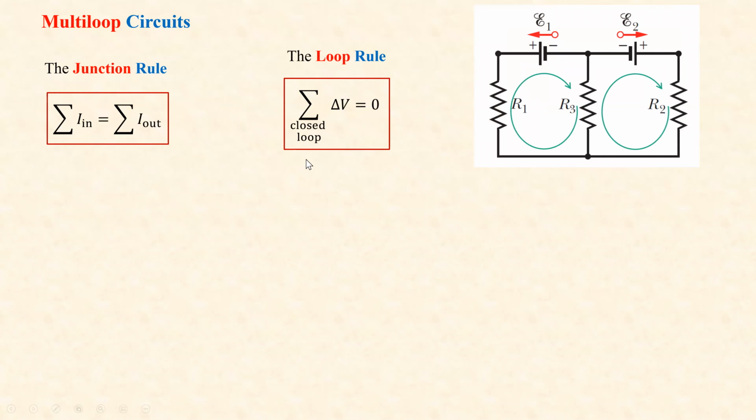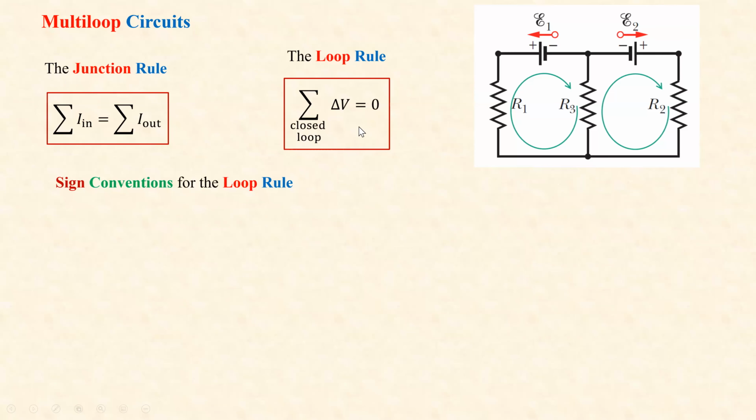These are the summary: junction rule and loop rule, and then we have some sign conventions for the loop rule. For the junction rule, it is pretty obvious. The currents coming in and going out should balance. But here we say the sum of the delta V equals 0. Of course, some of these potential differences are positive, some of them are negative when you go through a loop, and they add up to 0.